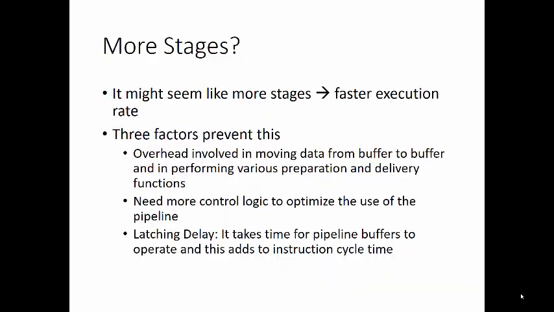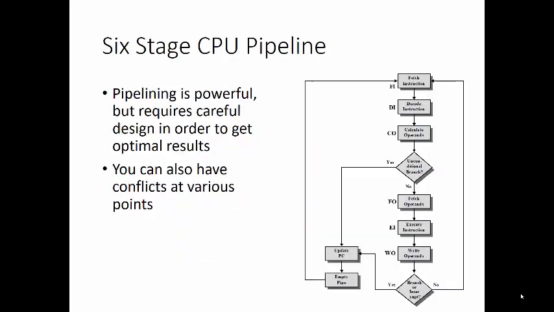Now it comes to the question: it might seem like more stages gives us a faster execution rate, and that's true up to a point. But three factors prevent or limit this. One is there's an overhead moving data from buffer to buffer and then performing various preparation and delivery functions. You also need more control logic to optimize the use of the pipeline, and there's also a latching delay, which is the time it takes for pipeline buffers to operate, and that of course adds to the instruction cycle time. So depicted in this slide is the flow chart for the 6-stage pipeline.